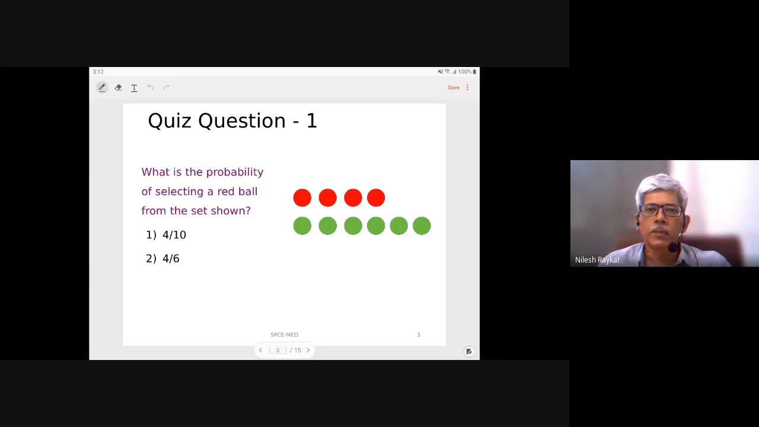Okay, so I got 4 responses. I'm happy that all 4 of them are giving the first option: the probability is 4 out of 10. There are a total of 10 balls, out of which there are 4 red balls. So the probability of selecting the red ball is 4 by 10.